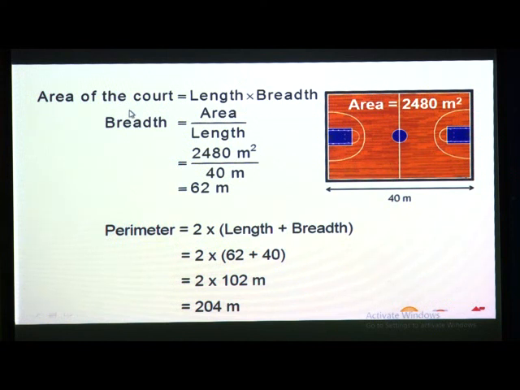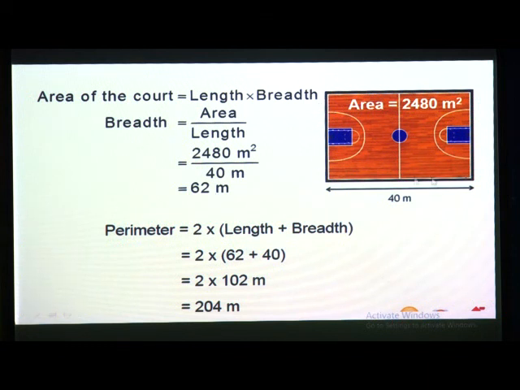To find the area of this rectangular court, we have length into breadth. So we need to find the breadth. Taking breadth on the left-hand side, area goes to the right, so the formula becomes breadth is equal to area upon length. So 2480 meter square upon 40. After dividing, we get 62 meters. The breadth is 62 meters.